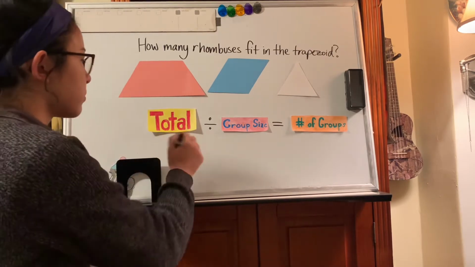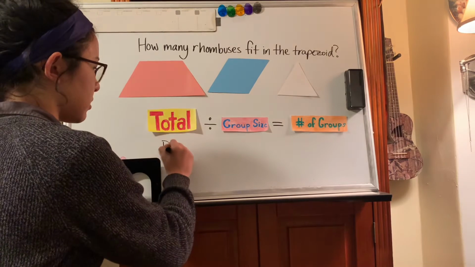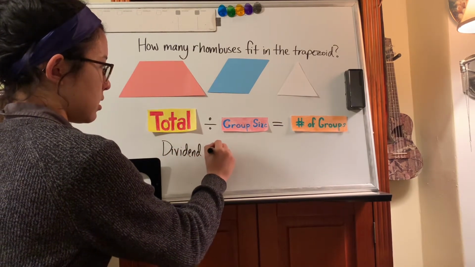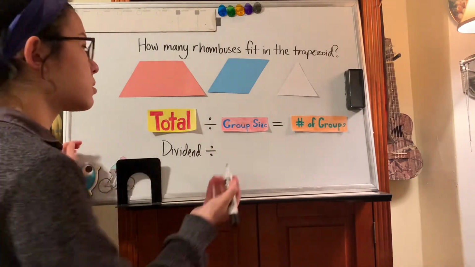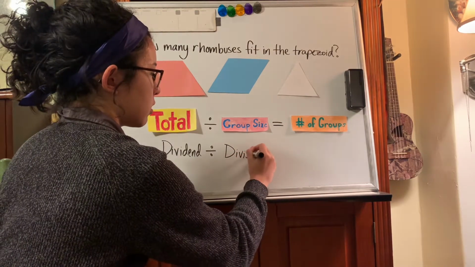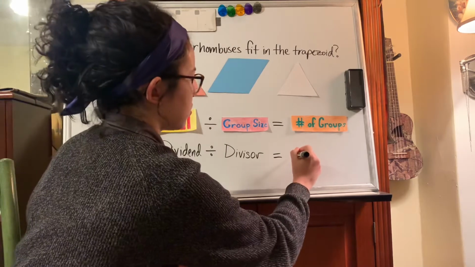So the total, another word for that when we're doing division problems, is dividend. The group size, when we're working with division problems, is the divisor. And that answer, that number of groups, is the quotient.